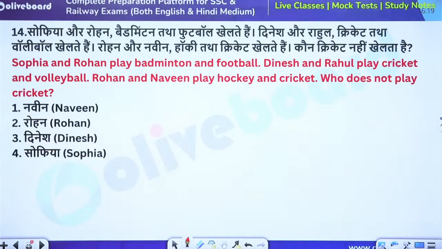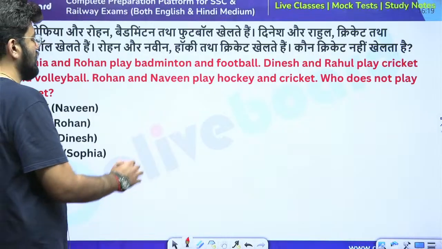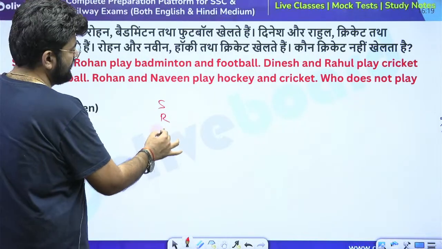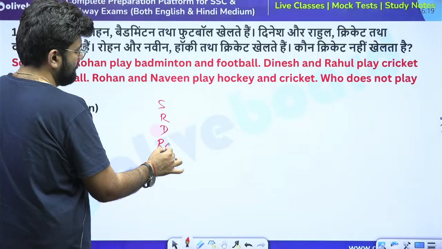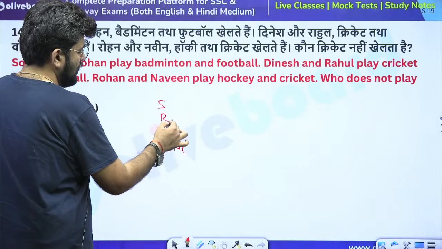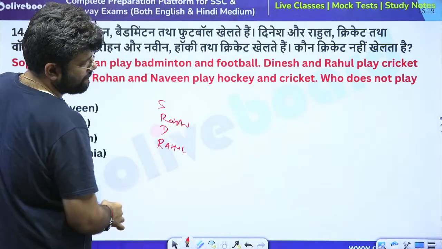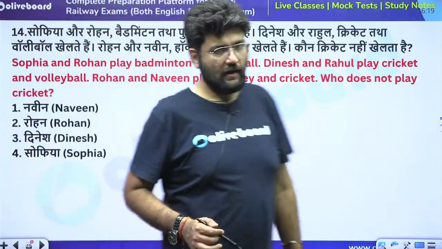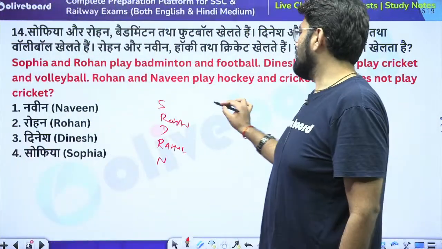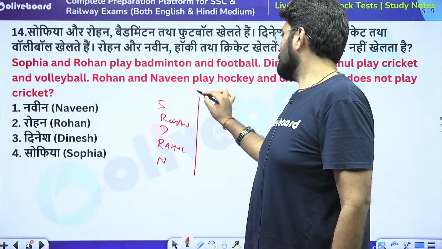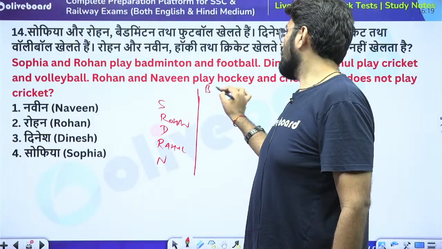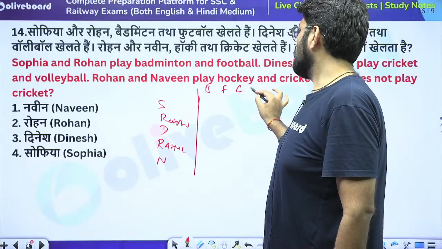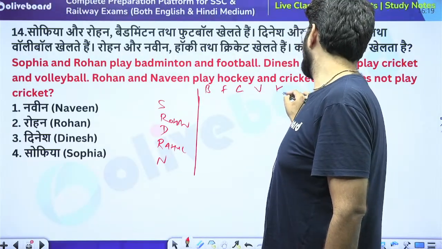Sophia and Rohan play badminton and football. Okay. So how many people do we have? We have Sophia, we have Rohan, we have Dinesh, we have Rahul, Rohan and Naveen. We have Naveen. And what games are there? There are badminton, football, cricket, volleyball, hockey.